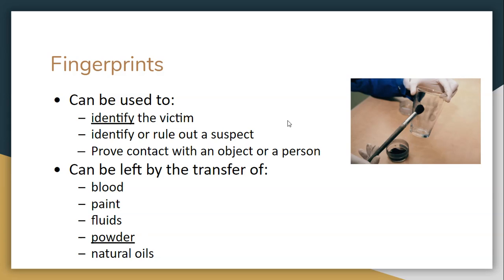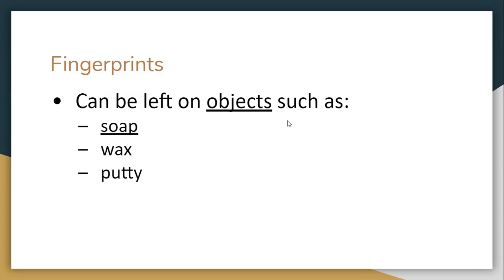There are different types of fingerprints that we're going to get more into in the fingerprints unit, but you can find it either by transfer of blood or paint or other fluids. You can illuminate hidden prints or latent prints with powder or some other chemicals. They can also be left on objects that are soft, like soap or wax or putty.